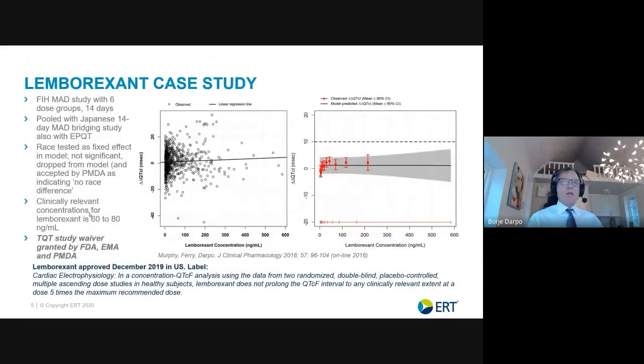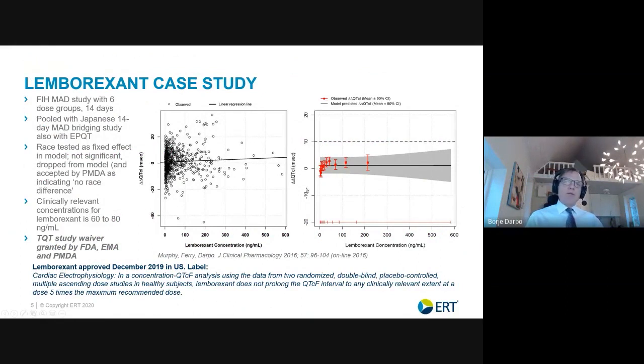And this is then one example of a waiver for a therapeutic study that was granted in all three major jurisdictions. This is LEMBOREXANT, a drug intended to treat insomnia. And we're looking at data from two multiple ascending dose studies. First, the standard first-in-human MAD study, and then a bridging MAD study intended to demonstrate similarity of PK between the Japanese population and the Caucasian. The left graph shows you a scatter plot with all the data pairs, and as often is the case, you don't have that much of concentrations in the high end.